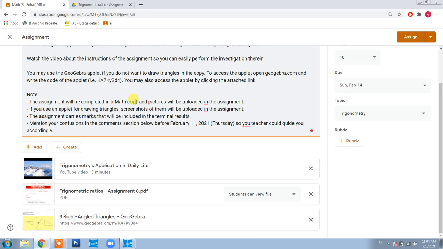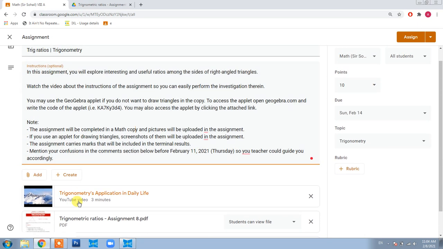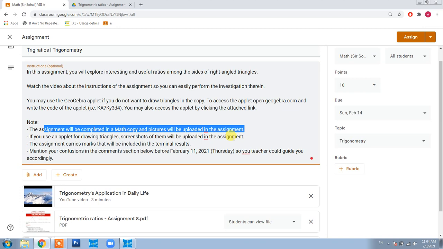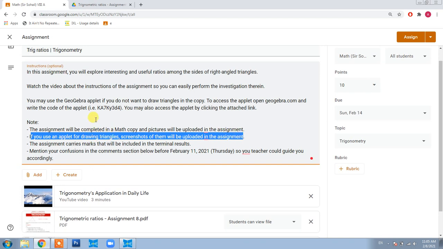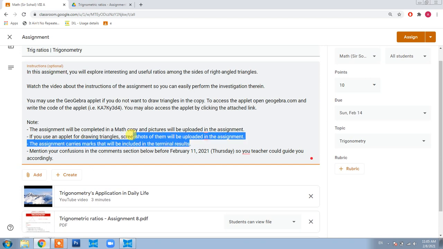Okay, the notes are very important: all the drawings and all the tables which are required to fill and all the statements that are required to be written in the assignment, you will do that in your copy, and you will upload the pictures of your copy work with the assignment. Similarly, if you are not drawing triangles and you are using the applet, which I will discuss in this video, then you will have to share the screenshot of the triangles you are drawing using that applet, right? So you will share the screenshot, and the tables from the copy you will share, both the pictures, right? Pictures from the copy, and if you are using the applet, then a screenshot from the application, right? It has marks, it will be included in the terminal results, you know that.